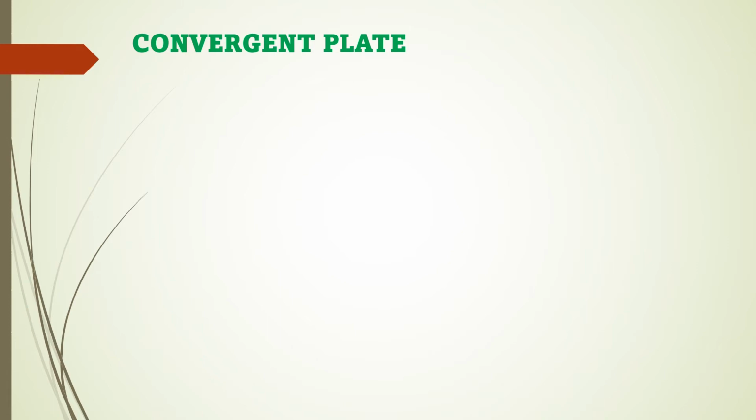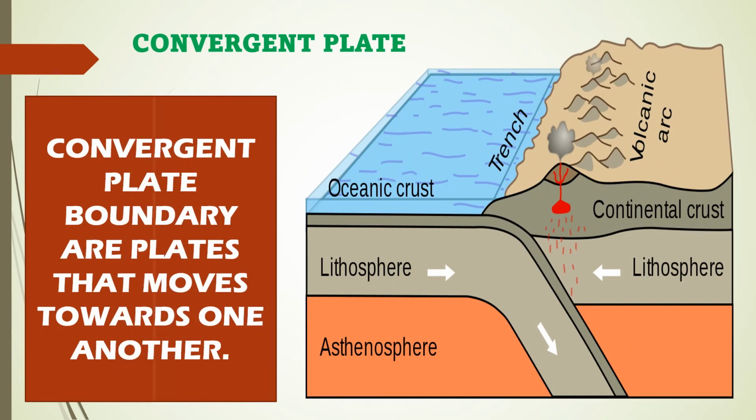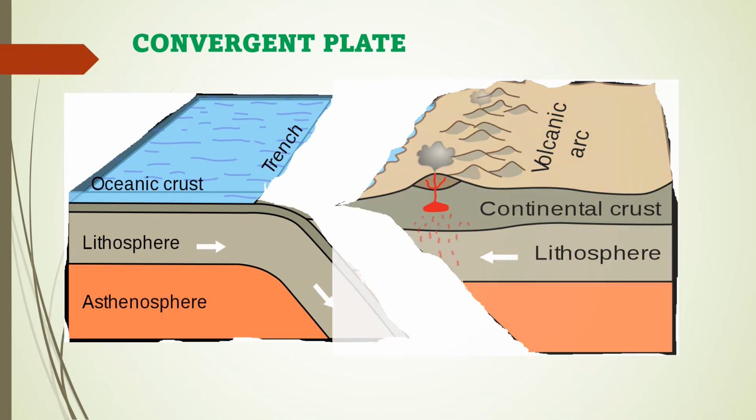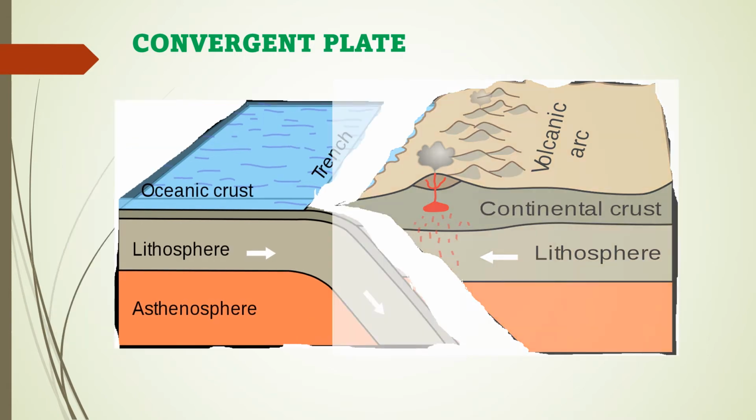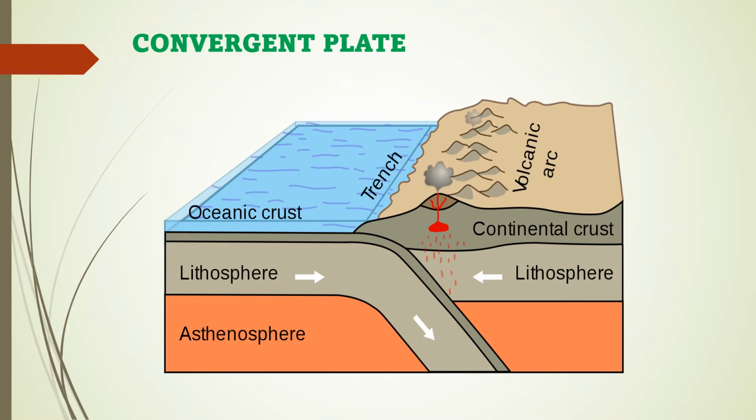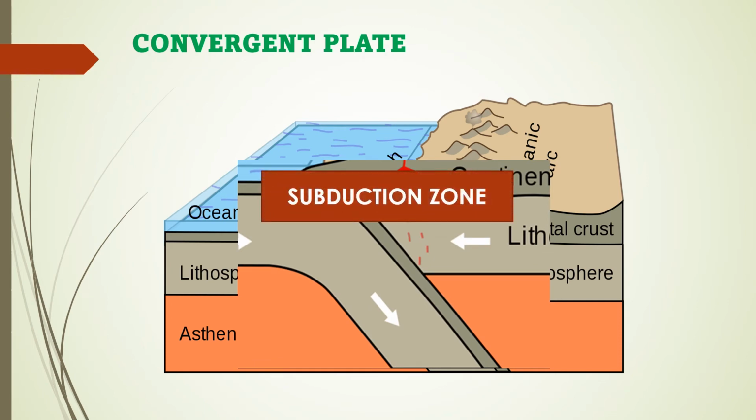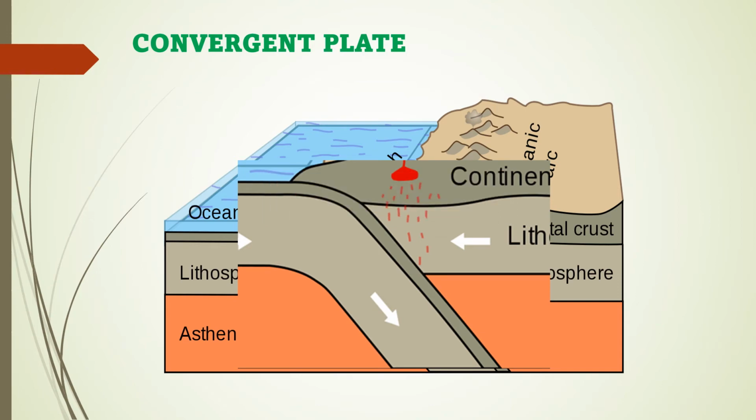Convergent plate. The convergent plate boundary are plates that moves towards one another. As it moves toward each other, the plates collides, causing the formation of subduction zone. Subduction zone occurs when an older but denser plate goes underneath the younger and less dense plate during the collision.